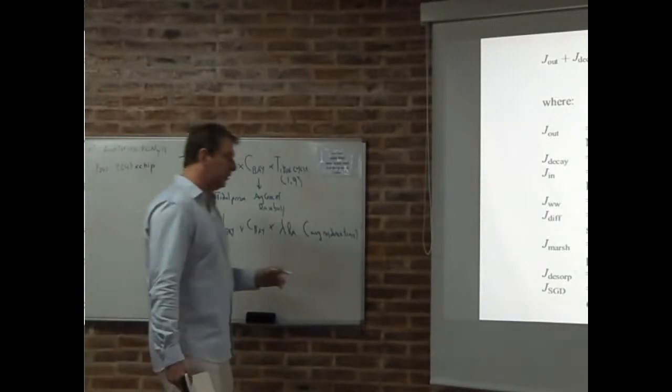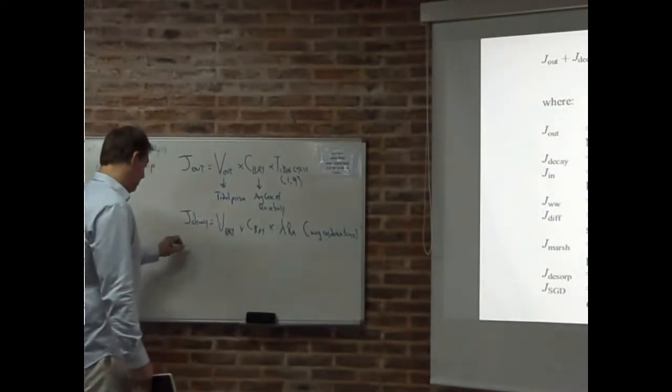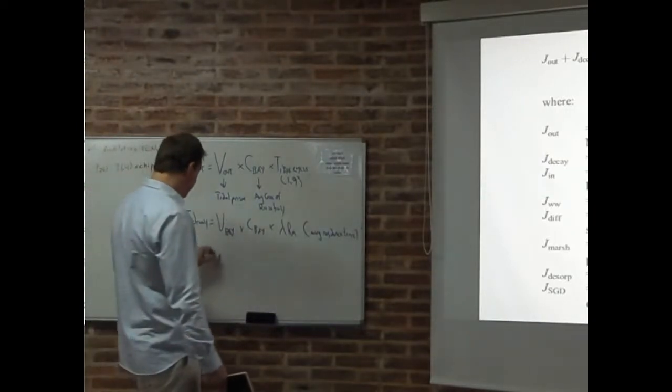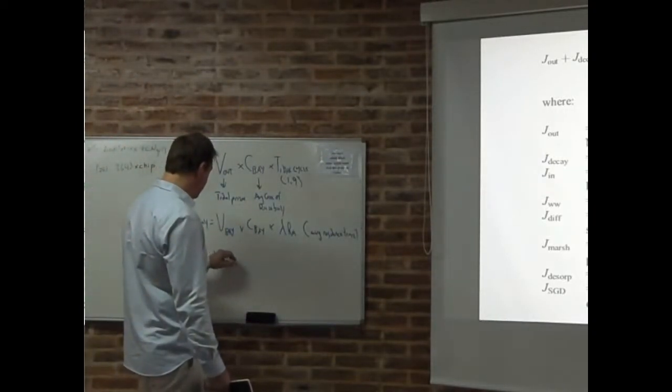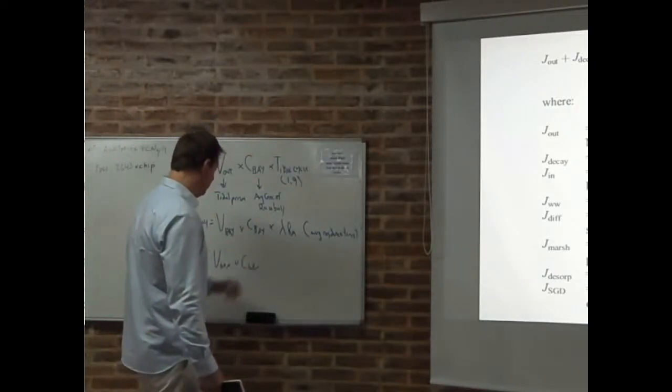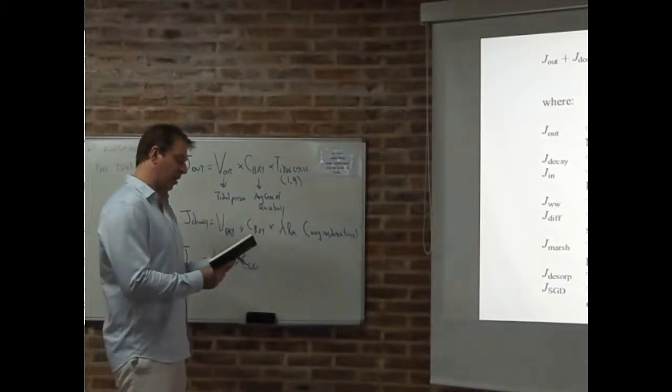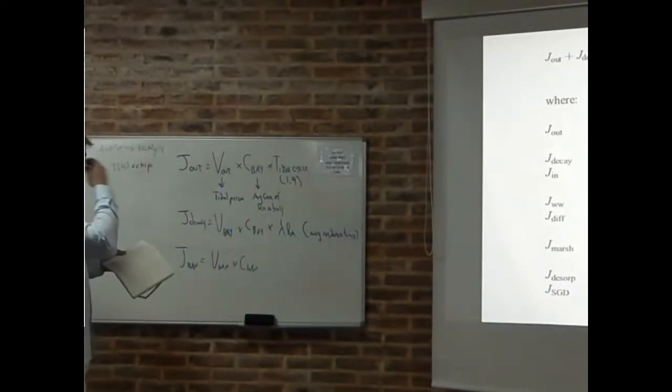J wastewater is essentially the volume of the wastewater times the concentration of the wastewater. Pretty easy. And then things get a little bit harder. And I'll show you how we do this.